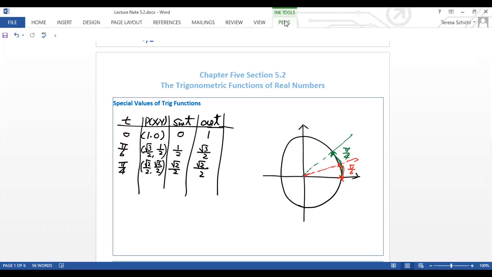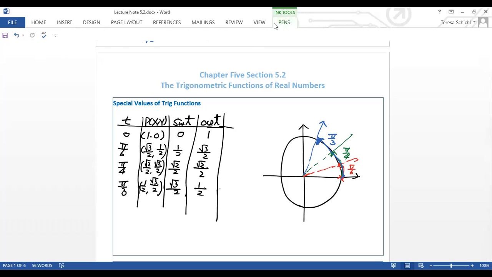Okay, then my next important angle is where I travel to here, the blue one. I still start from the beginning and go all the way to here. When I travel to here, this is pi over 3. So that's why I have pi over 3. Then my terminal point here will be 1/2 and square root of 3 over 2. And then sine t is square root of 3 over 2, and cosine t is 1/2. All right.